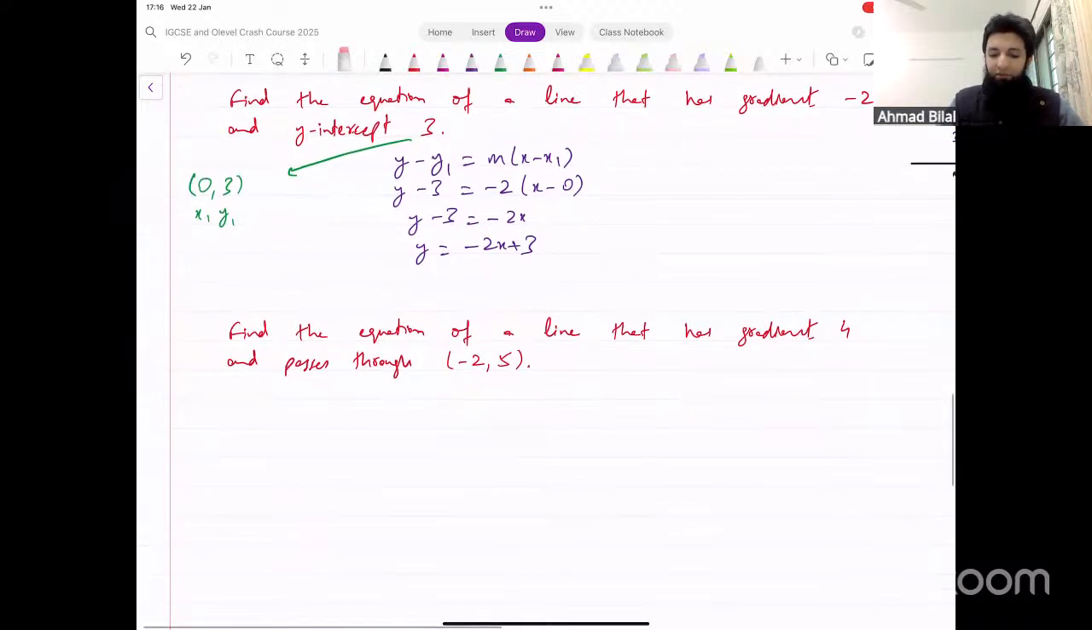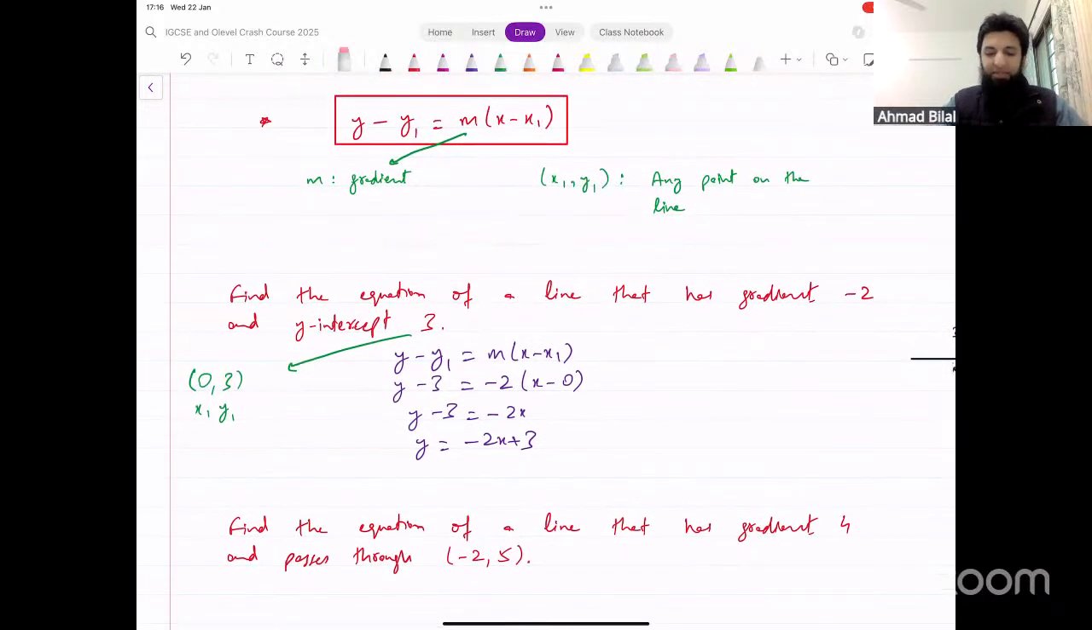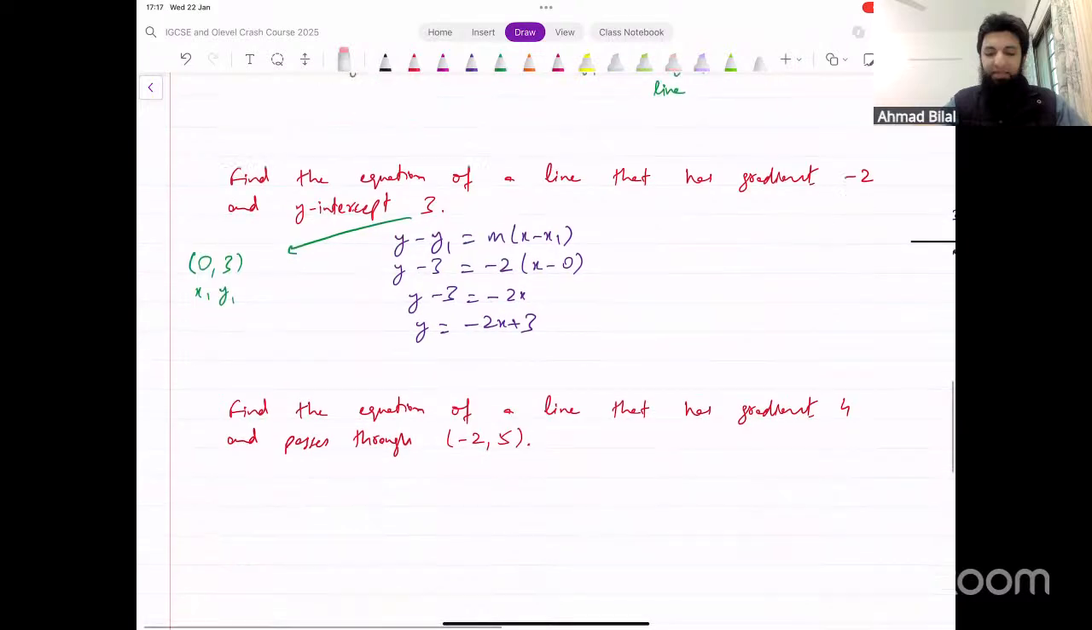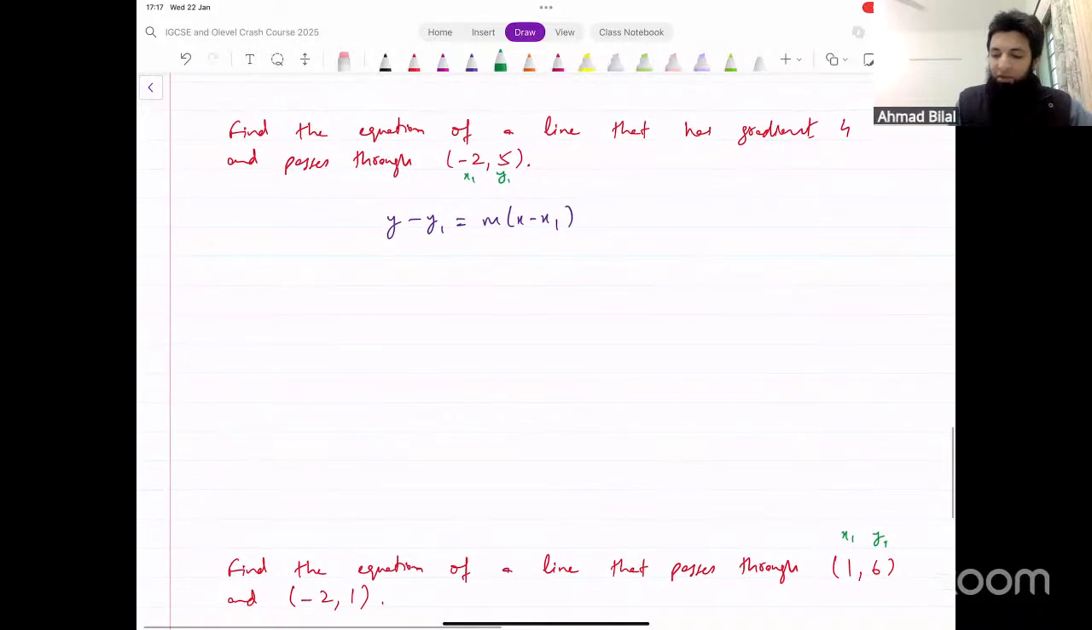However, for the other two examples, the second form is going to be more efficient because we would not have to find the value of c in this case. Let's consider this example. Find the equation of a line that has gradient 4 and passes through (-2, 5). Now, what's the standard form that we have? y minus y1 equals m into x minus x1, right? That's the form that we have. Do we have a point that lies on the line? Yes, this is x1, y1. So a point on the line, we call that x1, y1. This is the gradient, which is m.